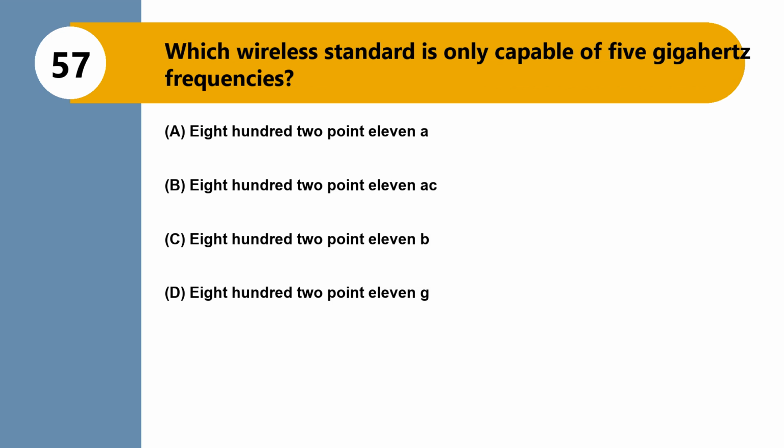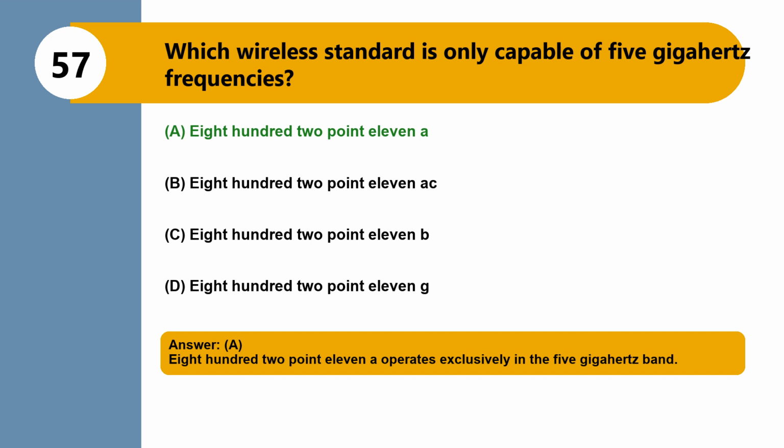Question 57. Which wireless standard is only capable of 5 GHz frequencies? Option A, 802.11a. Option B, 802.11ac. Option C, 802.11b. Option D, 802.11g. The correct answer is option A, 802.11a. 802.11a operates exclusively in the 5 GHz band.